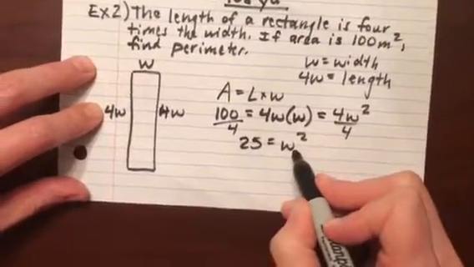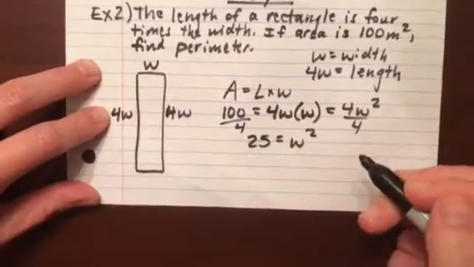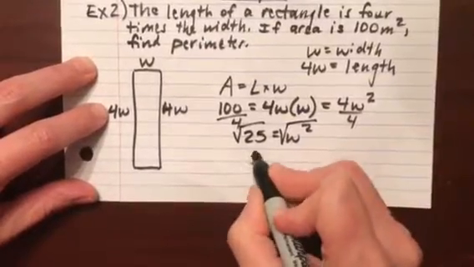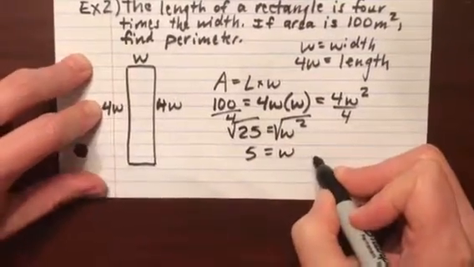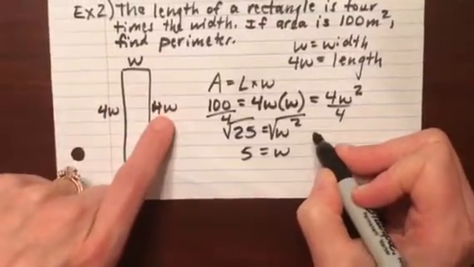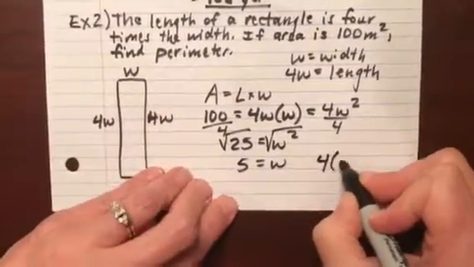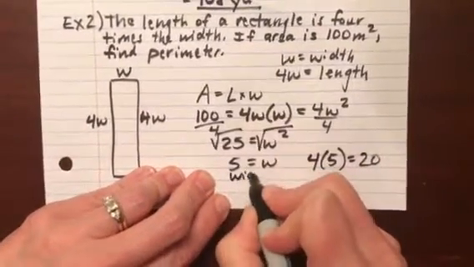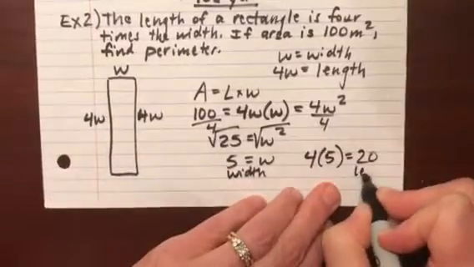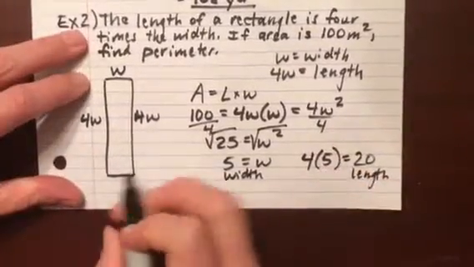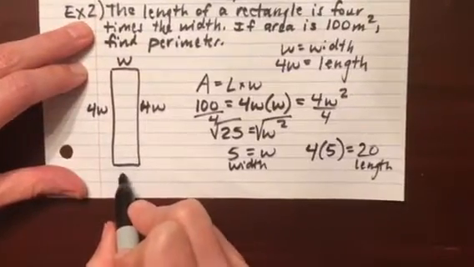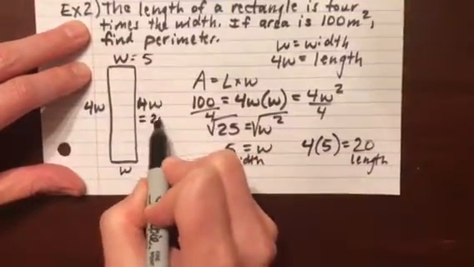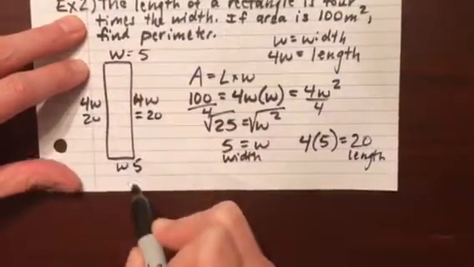Okay, I want just W, not W squared. So I can take the square root of that, and then I have to do that to the other side. So I'd have 5 equals W, or the width. And my length was 4W, so 4 times the 5 is 20. That's my length. So I've got a width of 5 and a length of 20. And so if you want, you can actually just write this right on the diagram again. So W equals 5, length equals 20. So I've got 20 over here and 5 over here.